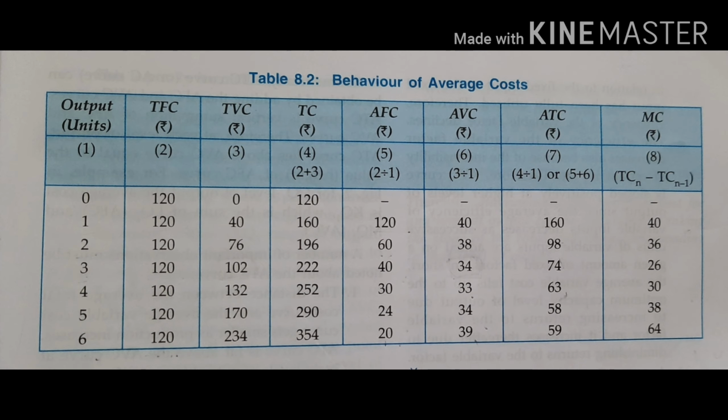In the last session we talked about the total cost curves in the short run, and we talked about three types of total cost: total fixed cost, total variable cost, and the summation of these two, that is the total cost curve. We also talked about the shapes of these three curves and the schedule of these three cost curves. Now in this session we are going to study the average cost.